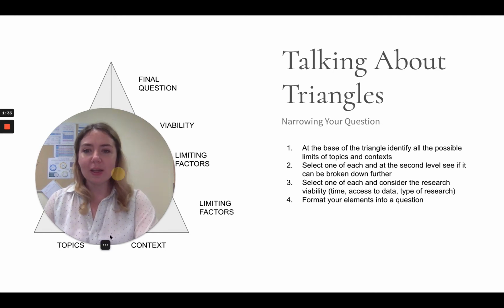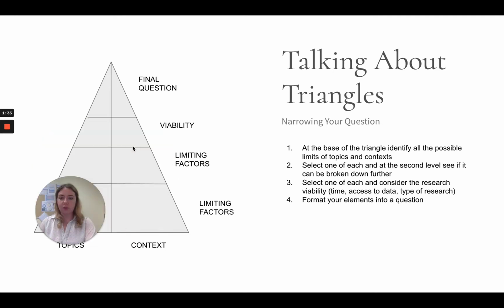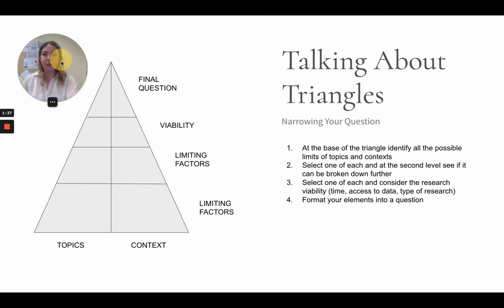So let's take a look at our triangle now. I'm just going to shrink me out of the way. All right, so you all have a worksheet with this triangle on it, okay? And I'm going to talk you through how this will work. At the base of your worksheet, the first thing you should do is write down at the very bottom what is the idea that we're working with.